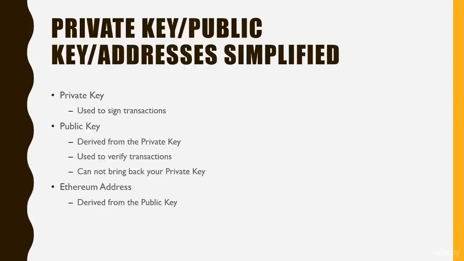What are private keys and public keys and addresses? A private key is a cryptographic hash that is created on your computer. You can additionally set a password for the private key, but the important part is it's used to sign the transactions. The private key has to be kept private. Don't lose it, or else you will have no more access to your ether or to your smart contracts which are on the blockchain. The public key is derived from the private key. It's used to verify transactions. The public key cannot bring back your private key. An Ethereum address is derived from the public key.